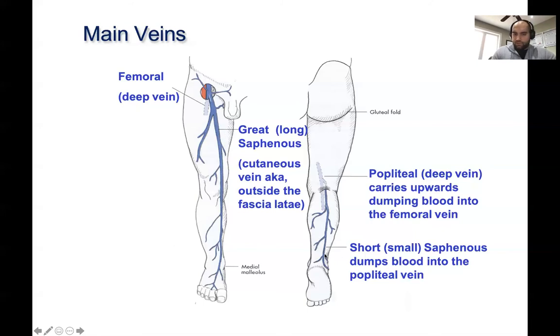You got the short, small saphenous vein. So the short, small saphenous vein actually dumps into this popliteal vein. And for reference sake, the popliteal region of the knee is the back of the knee, just for your reference, guys. So the short, small saphenous vein actually dumps into this popliteal vein, which is a deeper vein that eventually dumps into this femoral vein over here.